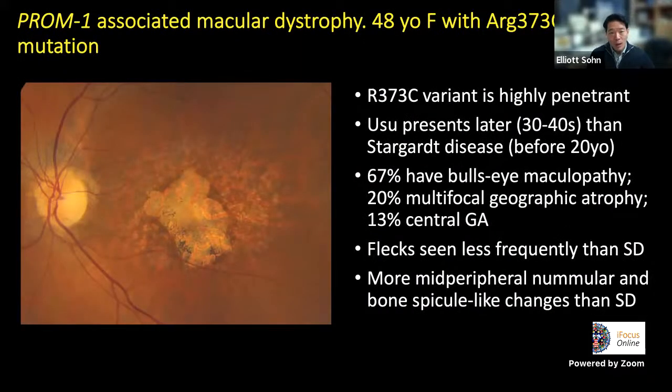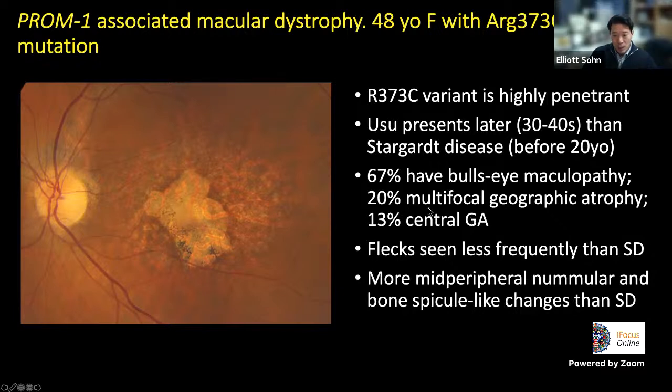So PROM1 associated macular dystrophy, PROM1 is the name of the gene, tends to look like Stargardt disease, but it's autosomal dominant. This mutation, the Arg373Cys variant, is highly penetrant, and that's what this patient has. These patients tend to present a little bit later than patients with Stargardt disease. Usually Stargardt disease is before the age of 20. These patients have presentation a little bit later than that. And this patient, of course, is older than that. So that's why they have more severe disease.